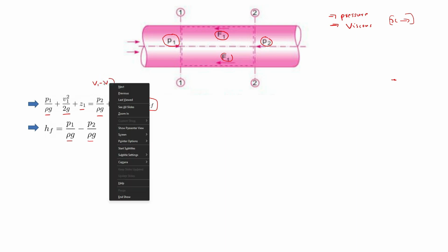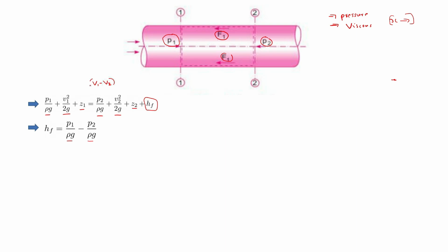Now we need to find out the head loss due to friction, and you know that the pressure force is equal to the viscous force. Both are balanced. If the flow is not accelerating, if the forces are balanced, then the pressure force will be equal to the viscous force. That means the total force is equal to 0. That means the fluid is not accelerating.